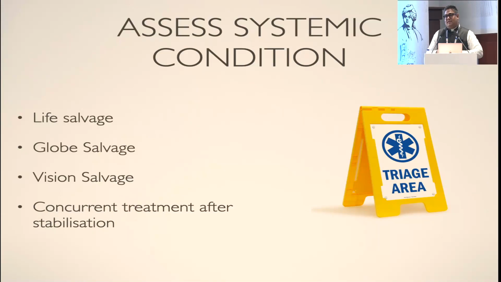The first thing is in case with any kind of trauma, and I stress on this because oftentimes patients with severe head injury are the ones who present with adnexal trauma, and in a lot of patients they are not in a coherent conscious condition. So it's important to make sure that just like we would do for tumors, so is the case for trauma. There is life salvage, then there is globe salvage, and then we look for vision salvage. Once the airway has been secured and the patient is stabilized with vitals being stable, we can then go on for concurrent treatment management for managing everything else.